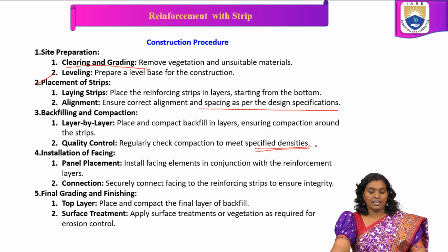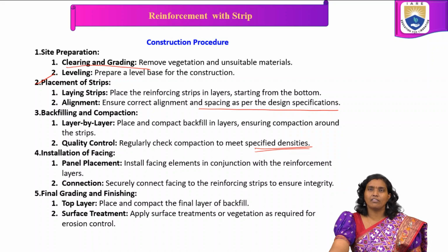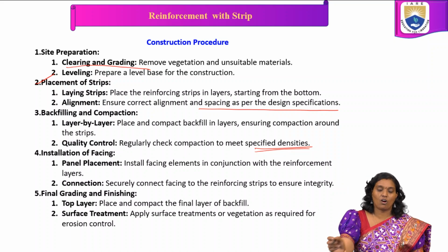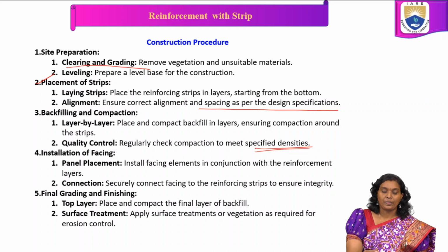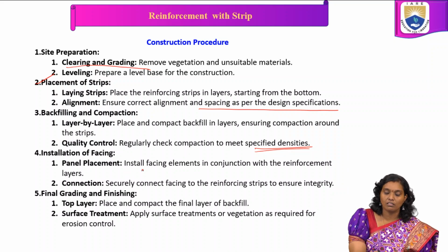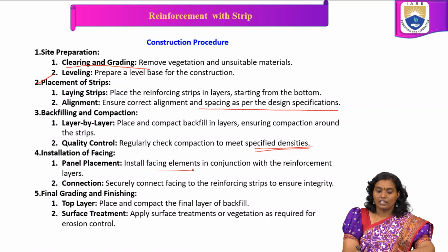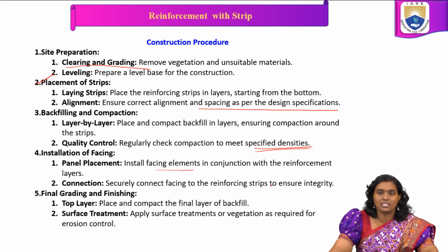In installation of facing, panel placement and connection are involved in the construction procedure of the strip reinforcement. In panel placement, install facing elements in conjunction with reinforcement layers. In the connection, securely connect facing to the reinforcing strips to ensure integrity.